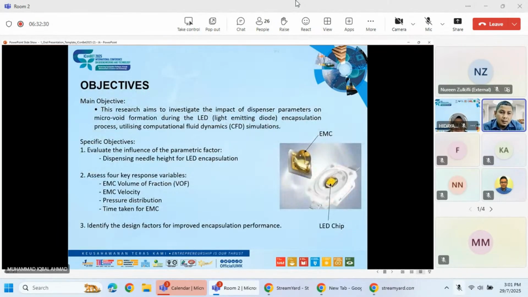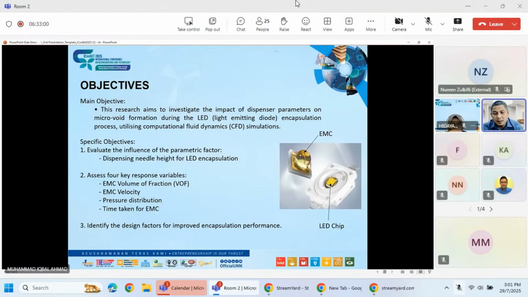Going to the objective, we want to see the impact of dispenser parameters on micro void formation using CFD simulations. In this research, we are doing validation between experimental work and simulation work. For the CFD itself, we are using a basic foundation software, which is the NC software.